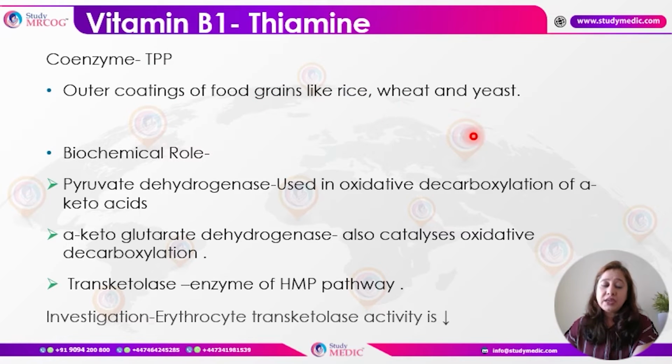What is the biochemical role? It is required for three enzymes, to remember. Pyruvate dehydrogenase, which is required for oxidative decarboxylation of pyruvate to acetyl-CoA. Alpha ketoglutarate dehydrogenase, which is the enzyme of the TCA cycle, and transketolase, which is an enzyme of the HMP pathway. So if you want to evaluate vitamin B1, look for transketolase activity in the erythrocytes. So it will be low.